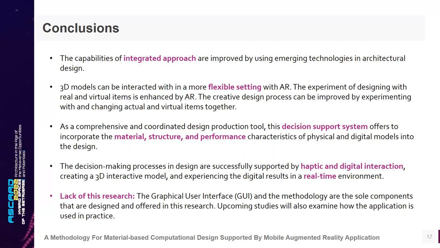The creative design process can be improved by experimenting with and changing actual and virtual items together. As a comprehensive and coordinated design production tool, this decision support system offers to incorporate the material, structure, and performance characteristics of physical and digital models into design.